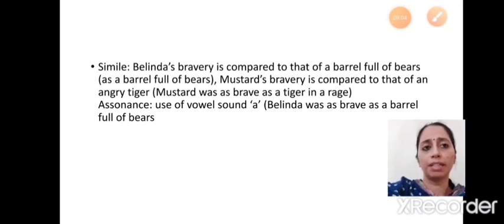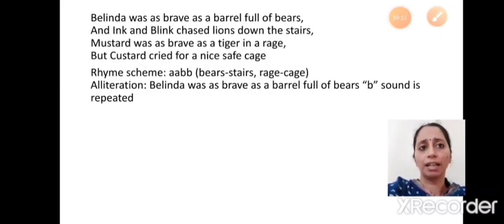Then we have simile as well. Belinda's bravery is compared to that of a barrel full of bears. They are saying that she is very strong. Okay, so there is a direct comparison. Next, Mustard's bravery is compared to that of an angry tiger. Look at this line. Mustard was as brave as a tiger in a rage. So there is a direct comparison between mustard and an angry tiger.